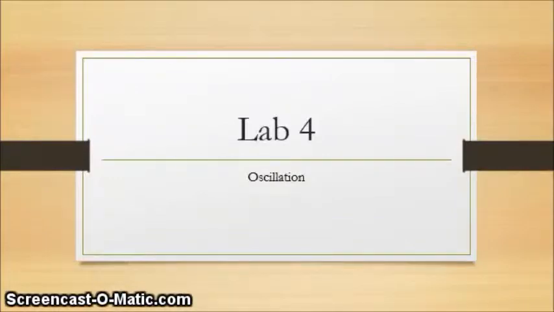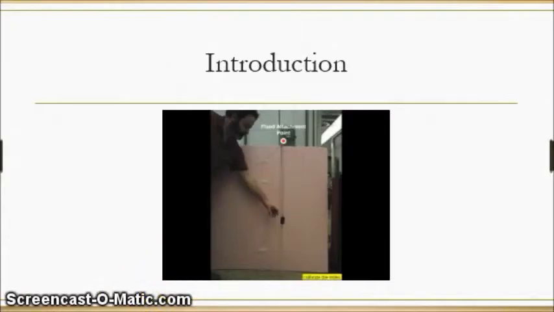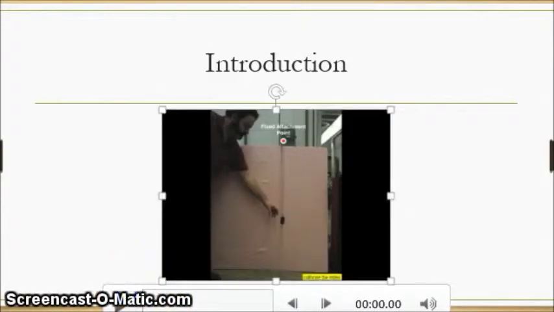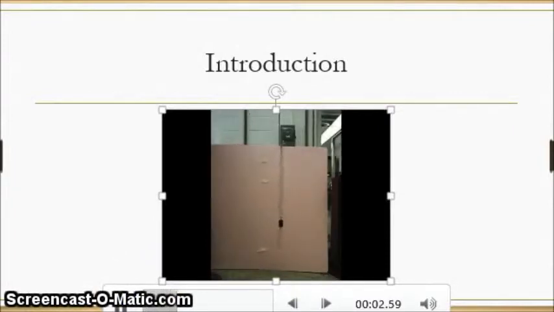This is my video lab report for Lab 4 on oscillation. In this lab, we examined the motion of a spring mass system, which means that there's a mass attached to a spring, and we examined how it moved in an arc motion while also oscillating with the spring.